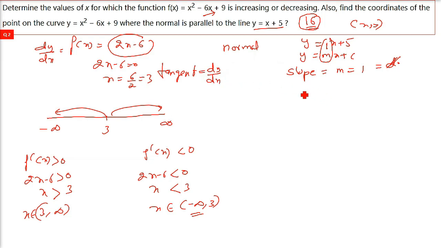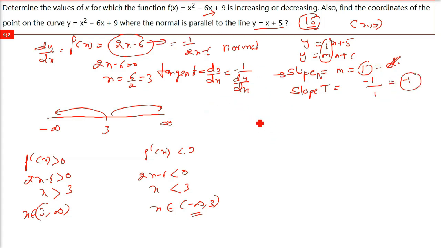So dy by dx is 2x minus 6. How will negative 1 come? If you want to equate 1 with something, it has to be 1 equals minus 1 by dy by dx, or slope of tangent is minus 1 divided by 1, where 1 is the slope of the normal. So slope of normal is equal to the slope of the line, which is already given in the question. It is not the tangent. So slope of the line is 1.